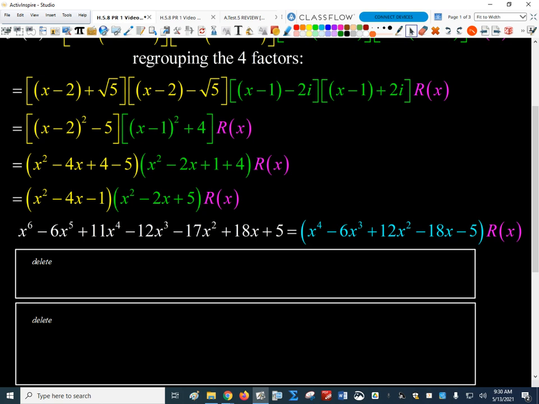Actually, I got it backwards, didn't I? It's yellow and blue makes green, isn't it? Kind of got it backwards. All right.